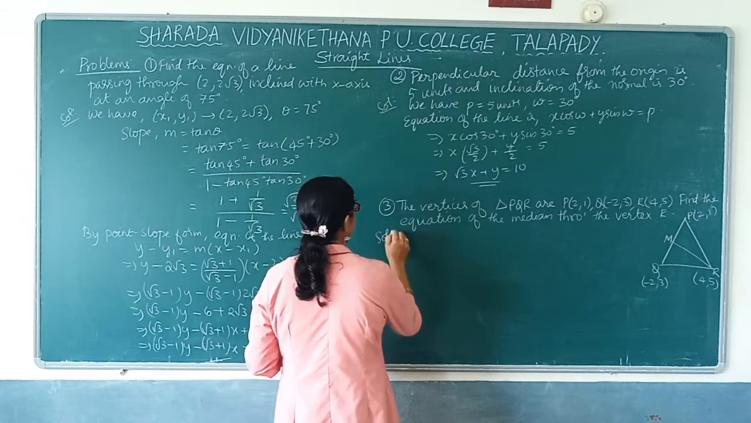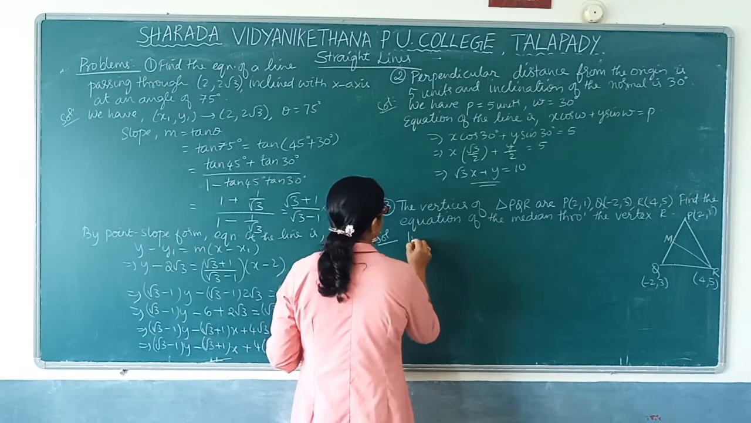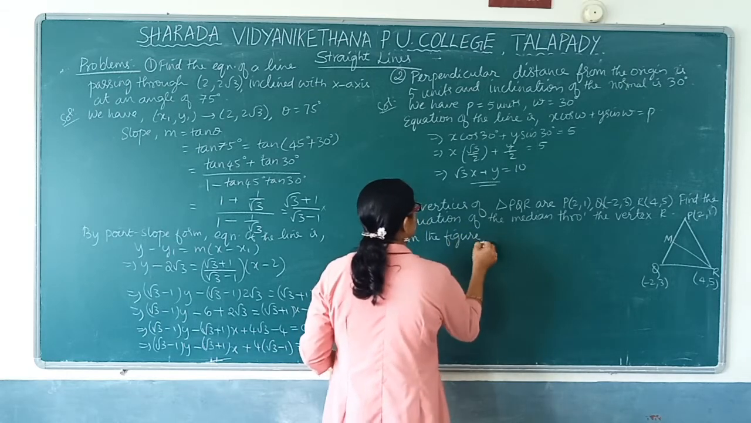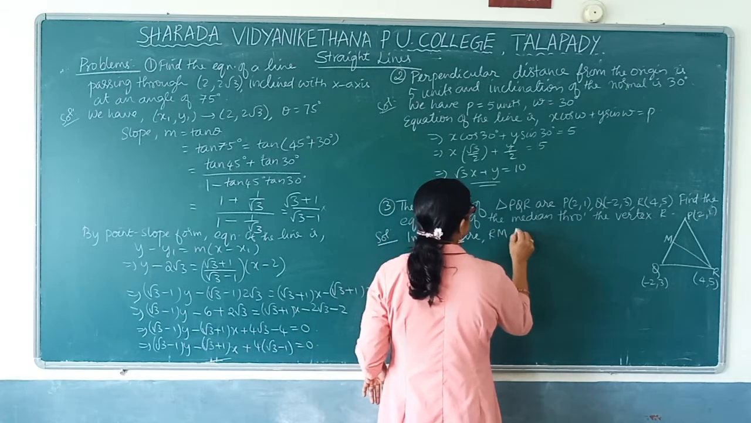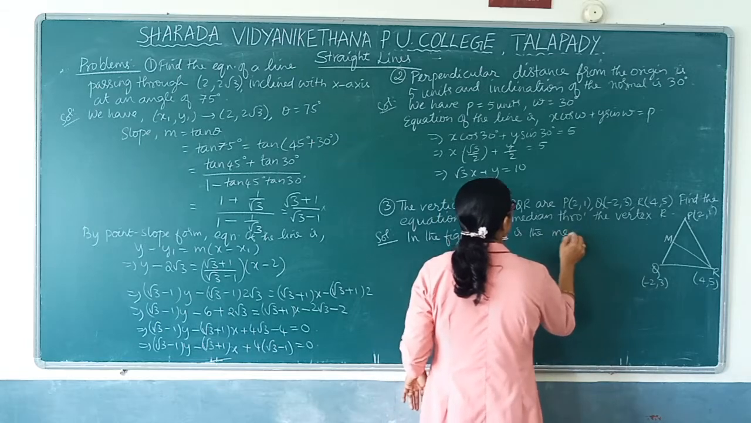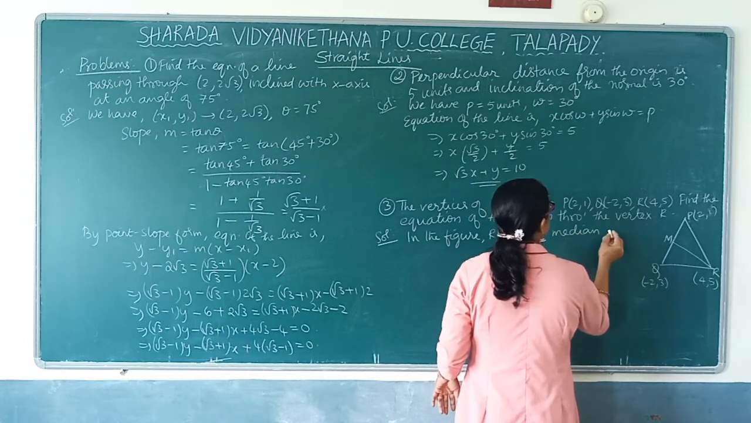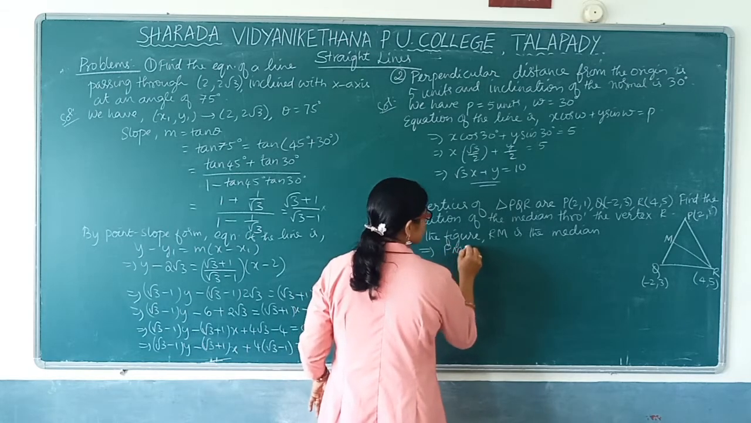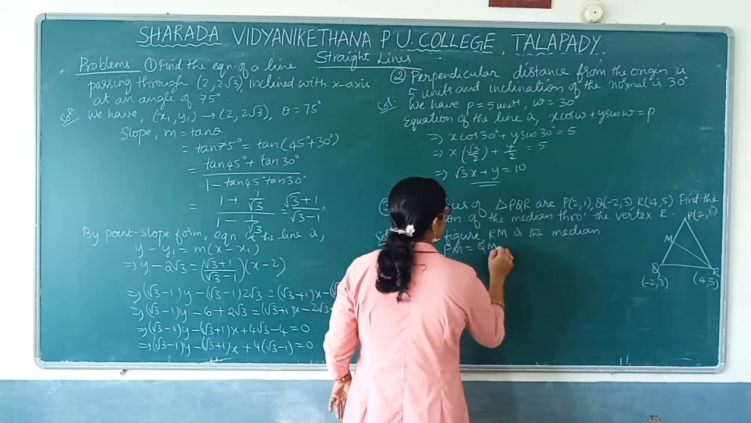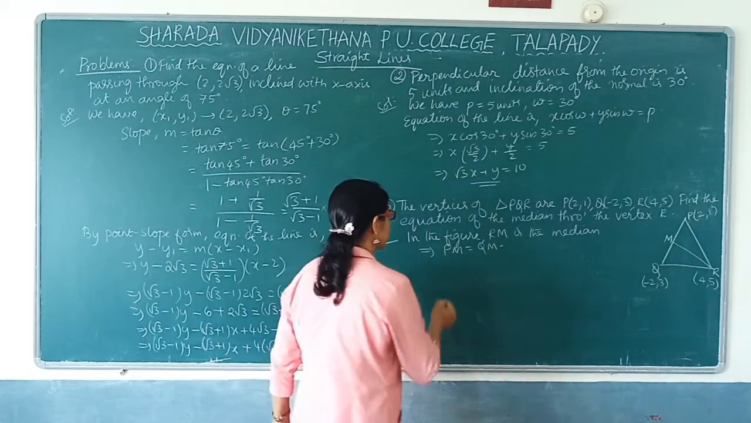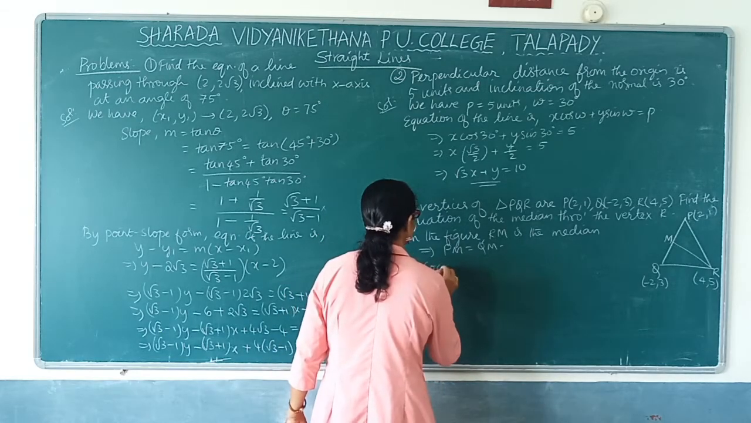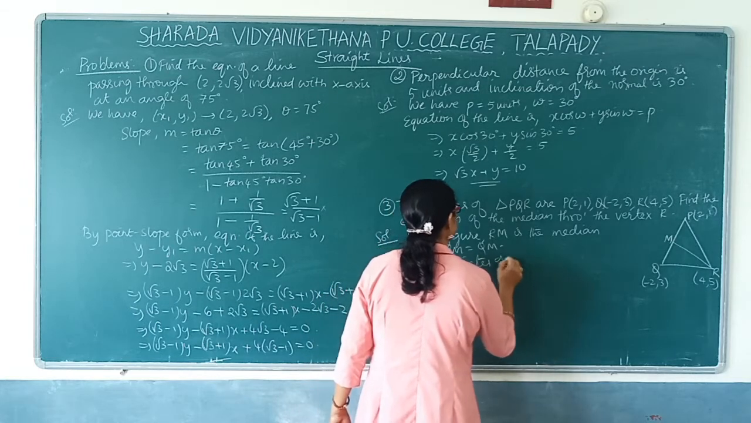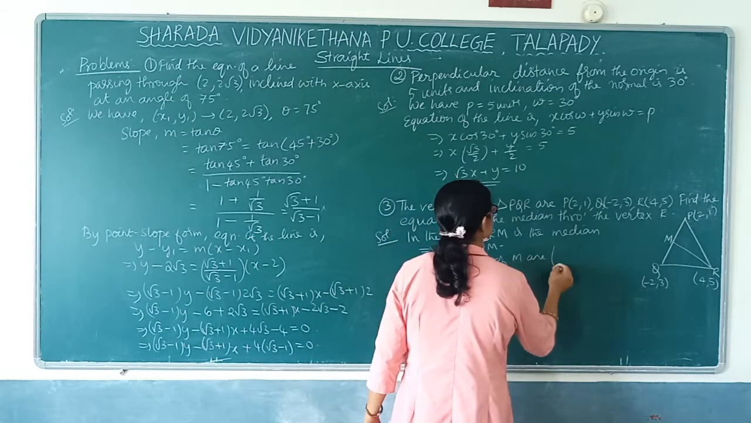We will write in the figure. RM is the median. Hence, what can you say? PM is equal to QM. M is the midpoint of P and Q. So, what are the coordinates of M?